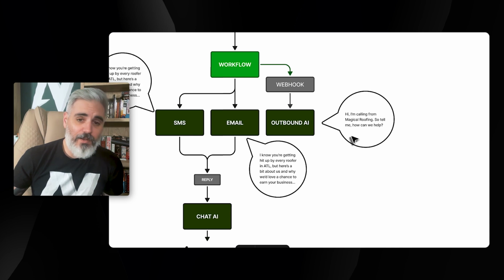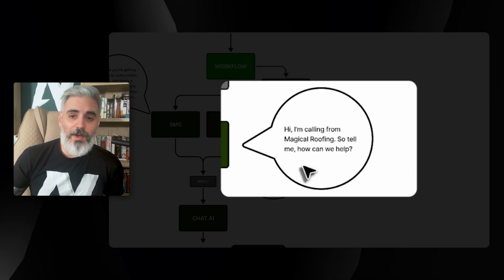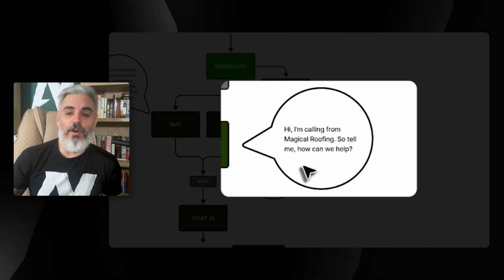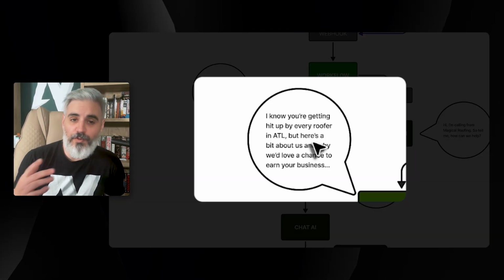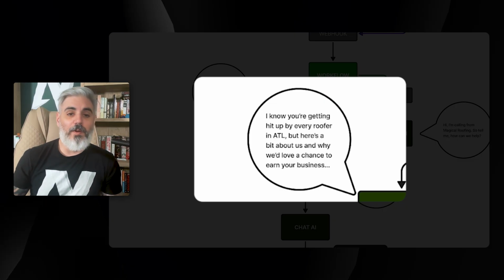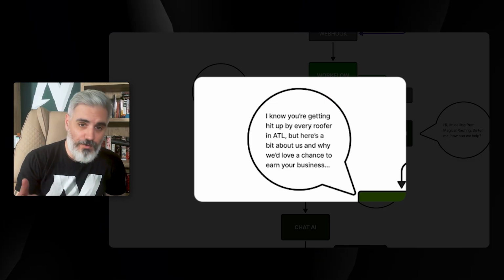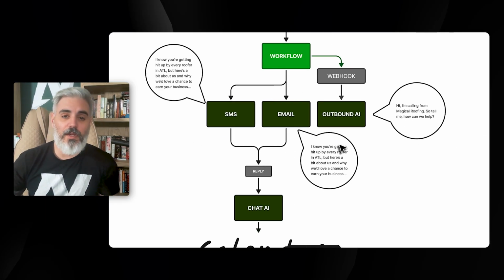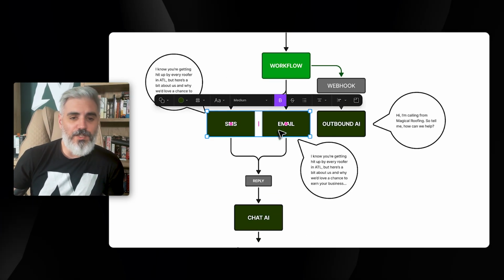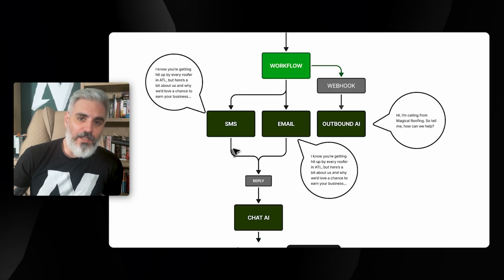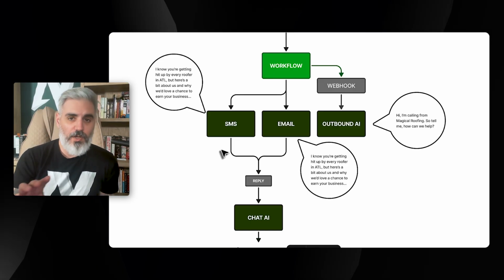And this is how it works with the outbound AI. The outbound AI would call and just say, hey, I'm calling from Magical Roofing, so tell me, how can we help? With an SMS, you might want to say something like, hey, I know you're getting hit up by every roofer in Atlanta, but here's a bit about us and why we'd love a chance to earn your business, right? And you could say the same thing in an email. So this is entering the workflow. These two messages, they should be written exactly the way that you want to write them. So you want to control that output.